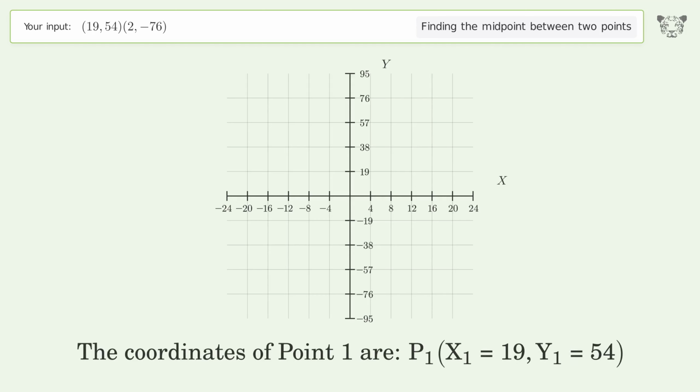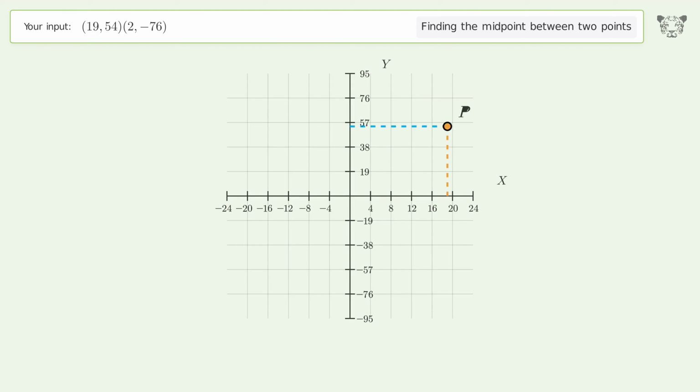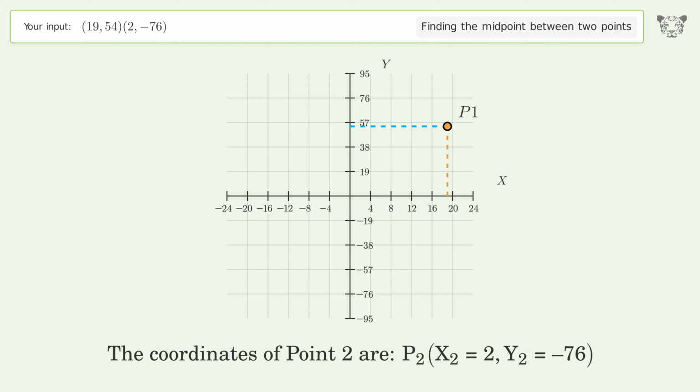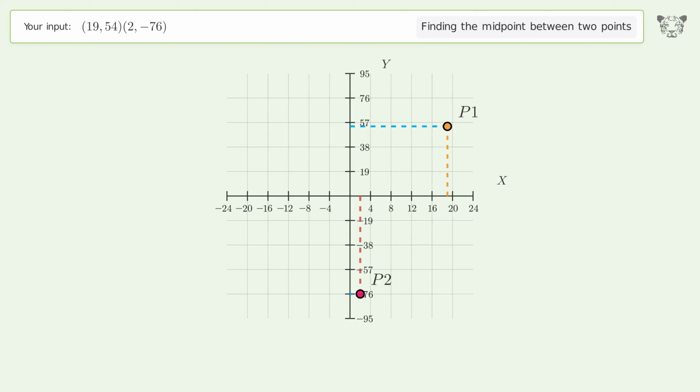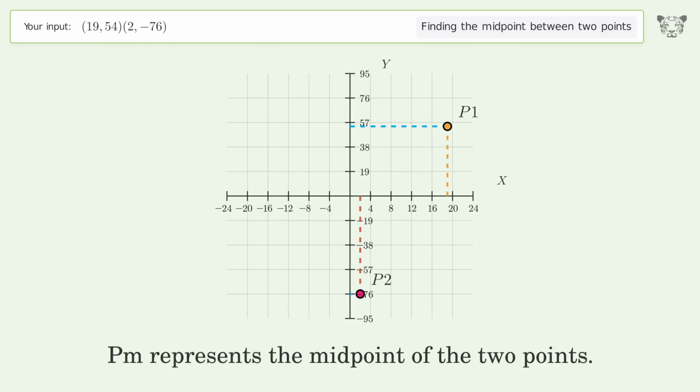The coordinates of point 1 are, x1 equals 19, y1 equals 54. The coordinates of point 2 are, x2 equals 2, y2 equals -76. PM represents the midpoint of the 2 points.